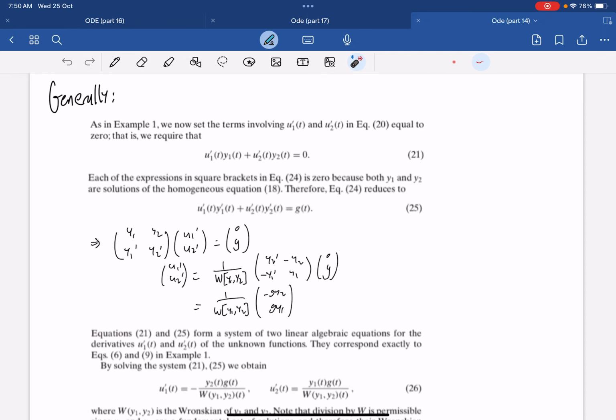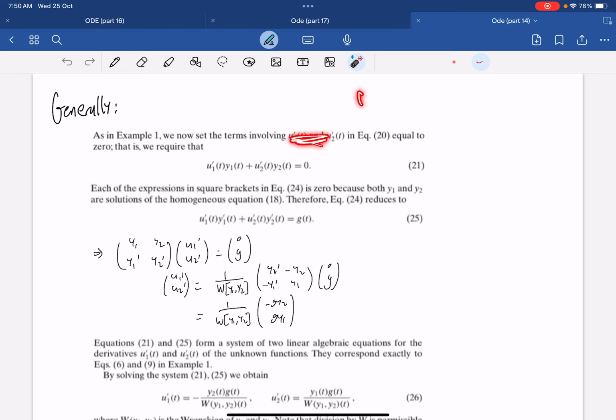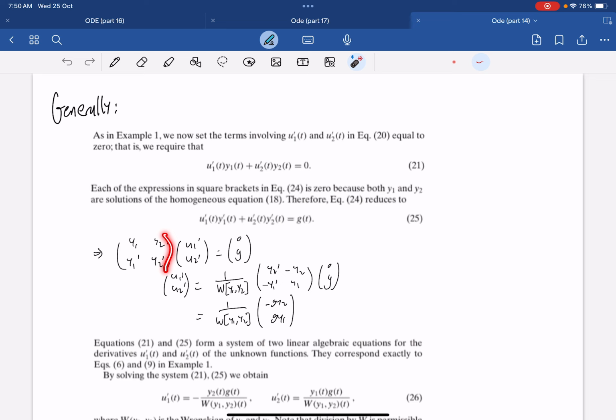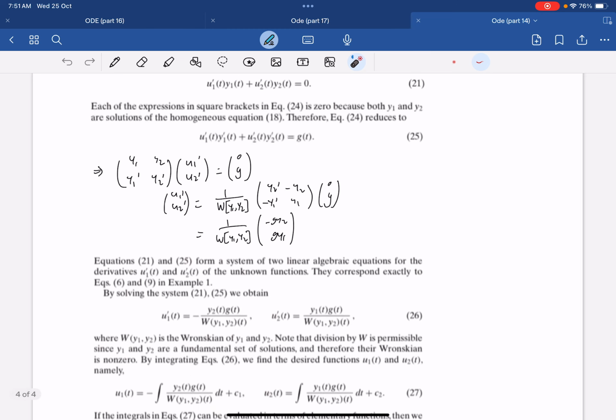So in general, we now want to set our terms involving u1 prime and u2 prime to equal 0. So we just let this equal 0. And therefore the equation will reduce to the following equation. And what does this show? Well, by letting this equal 0 and reducing it to this, it actually looks like this matrix multiplied by u1 prime and u2 prime equals g. And then how are you going to find u1 and u2?